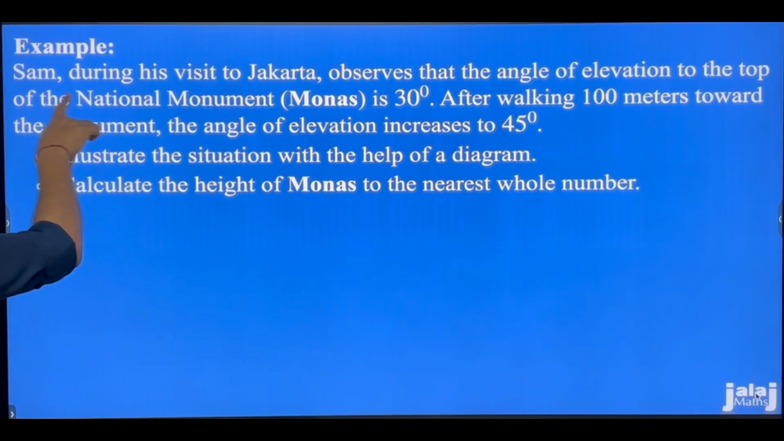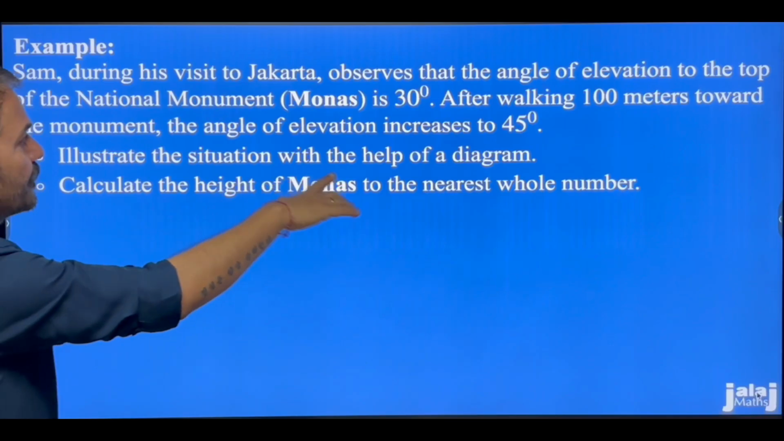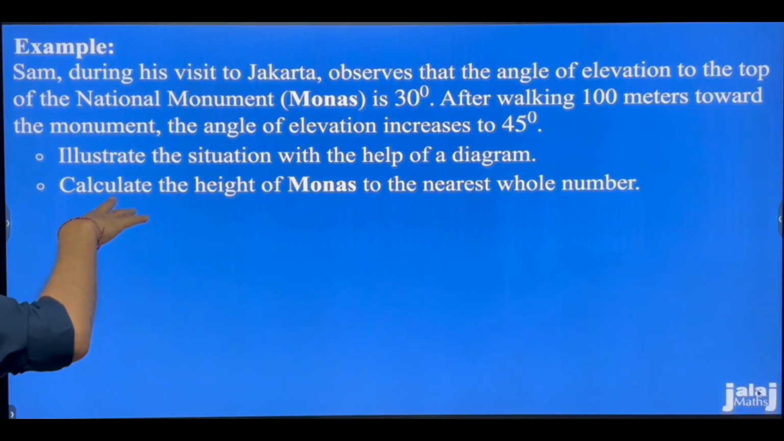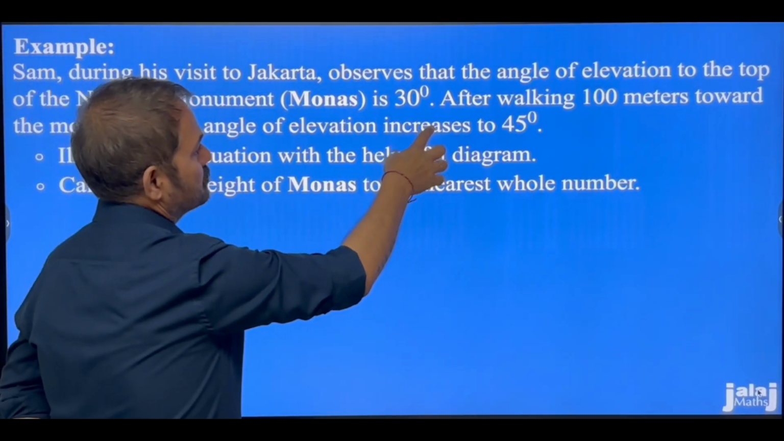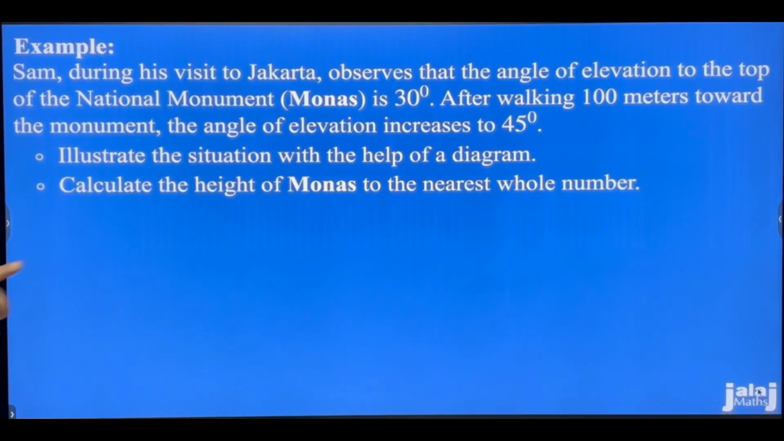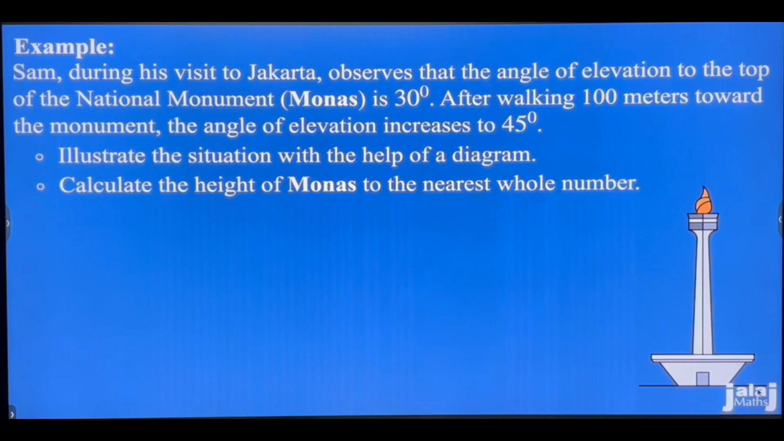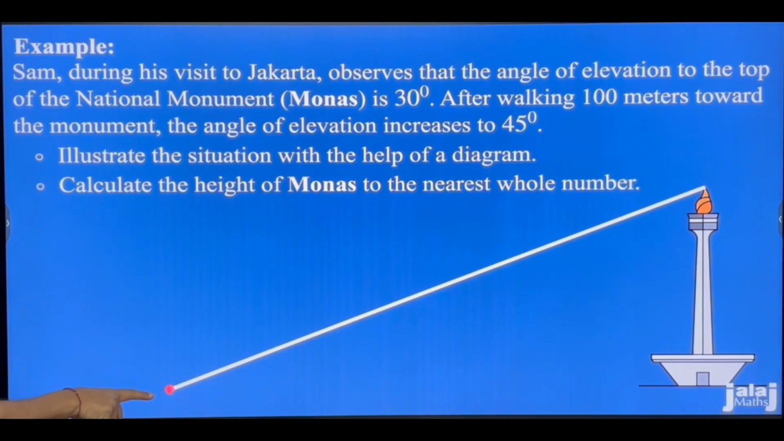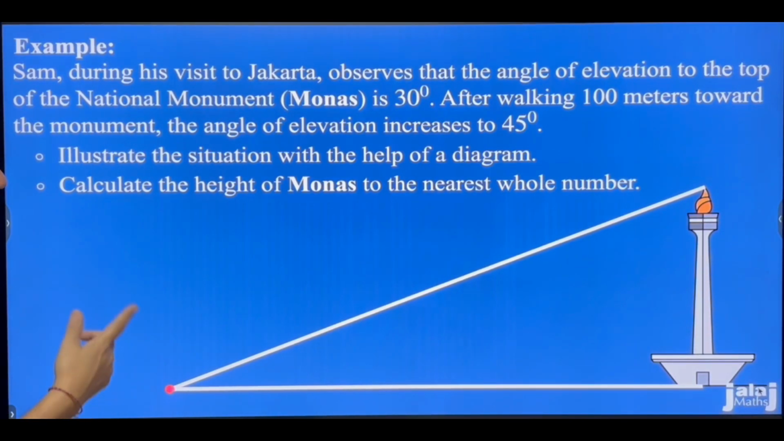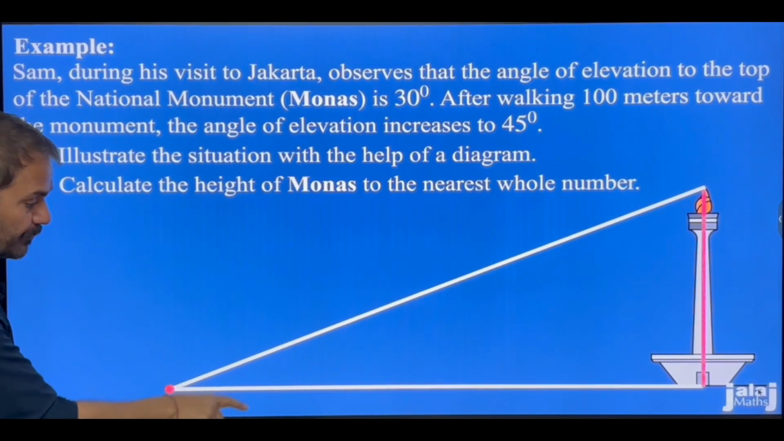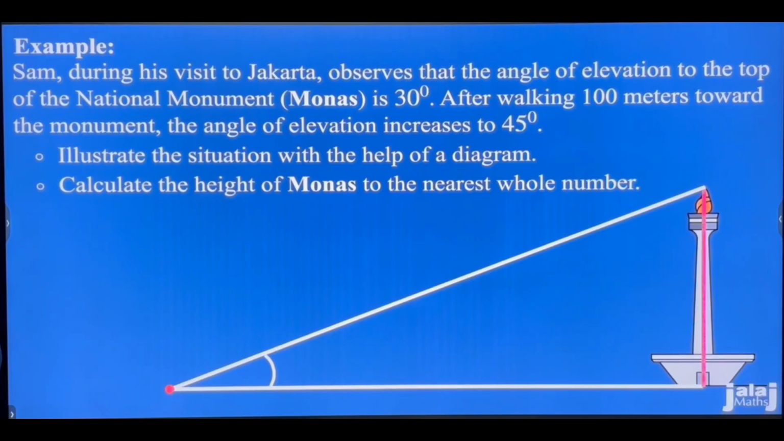So if you see, Sam is standing at some point on the ground, which is, the distance is not given. The only thing given is the angle of elevation is 30 degrees. So here is your beautiful Monas. Let's say this is the position of Sam. So when Sam looks at the top of the Monas, the angle of elevation is 30 degrees. So this angle is going to be 30 degrees. So again, a right triangle, and this angle of elevation means looking up. So this will be the angle of elevation, and this is 30 degrees.